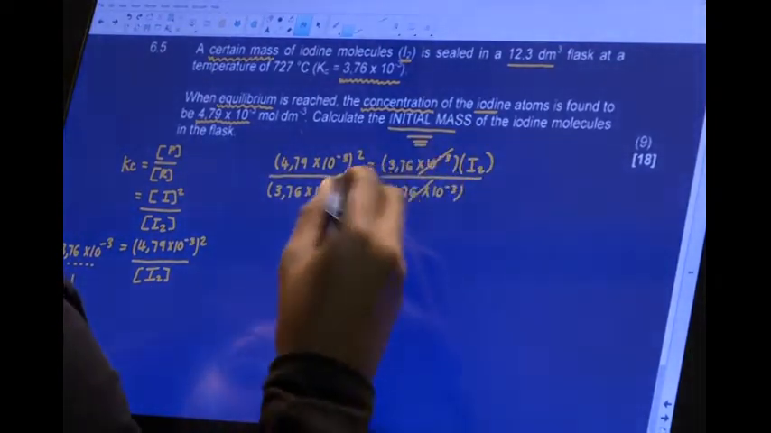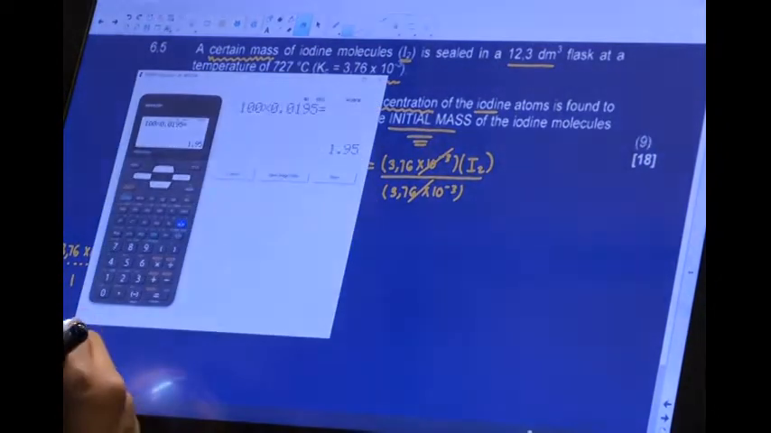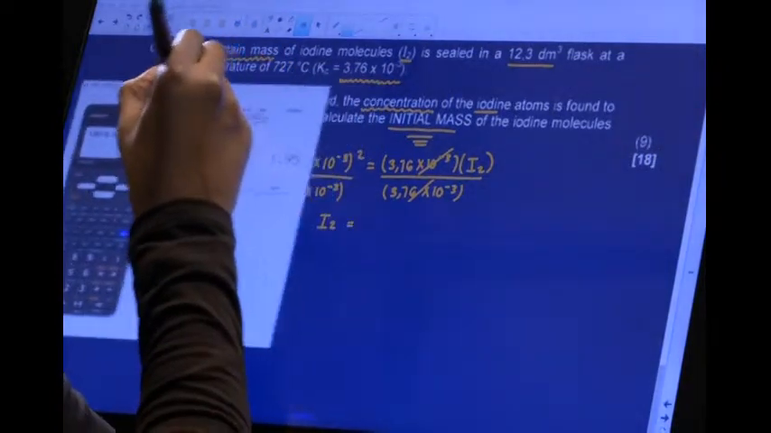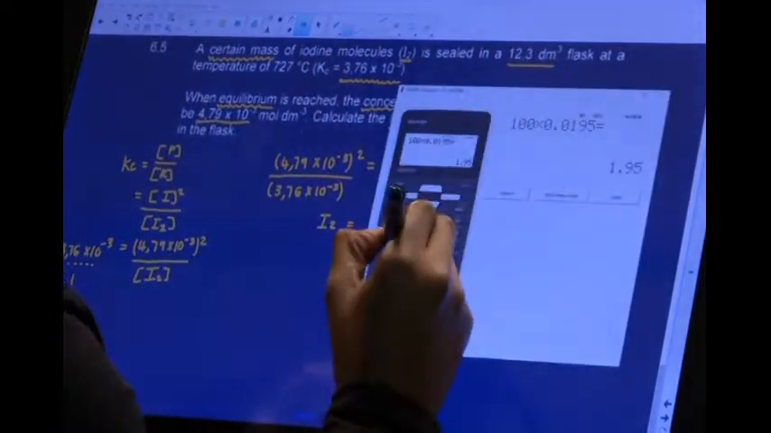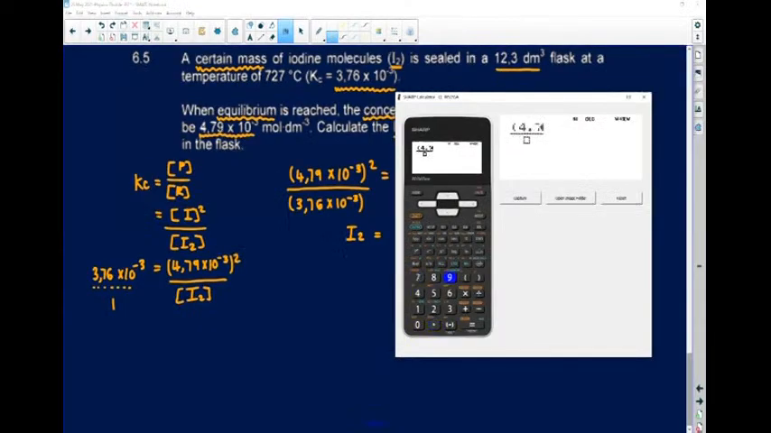This side and this side will cancel, leaving me with my I2. So I'm going to put it in the calculator exactly as it is. Let me put it on this side. I'm going to put brackets around it. So I'm going to get 4.79 times 10 to the exponent negative 3. Remember, I do have a squared bracket. And at the bottom, I've got 3.76 times 10 to the exponent negative 3. There we are. So that's what I get.